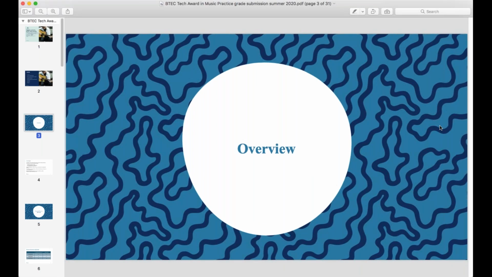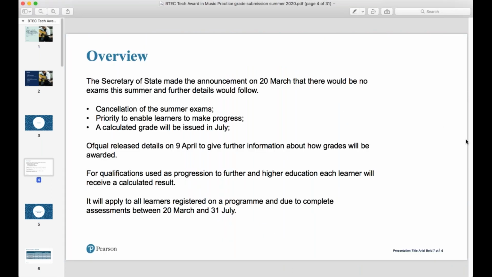So to give just a quick overview of where things are at the moment, the announcement to shut schools and to cancel summer exams was made on 20th of March by the Secretary of State, and that there would be a calculated grade for learners. It was also stated that further details would follow.